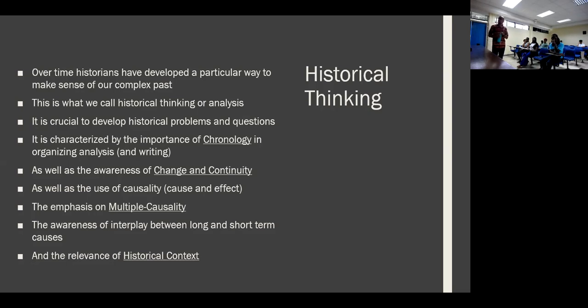So historical thinking is crucial to develop historical problems and questions. The way in which we frame the questions is informed by historical thinking. That is, the kind of problems and questions that I want to solve as a historian are going to be framed differently from the kind of problems and questions that other academics will examine. So I might be concerned with, for example, political uprising, and the political scientist might also be concerned with political uprising. But because I think of this from a historical perspective, the way in which I'm going to frame the problems is different, right?